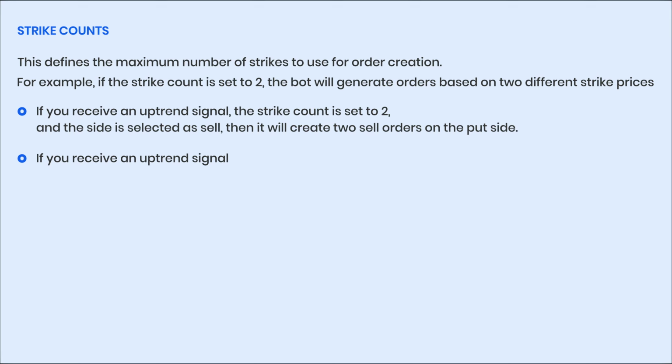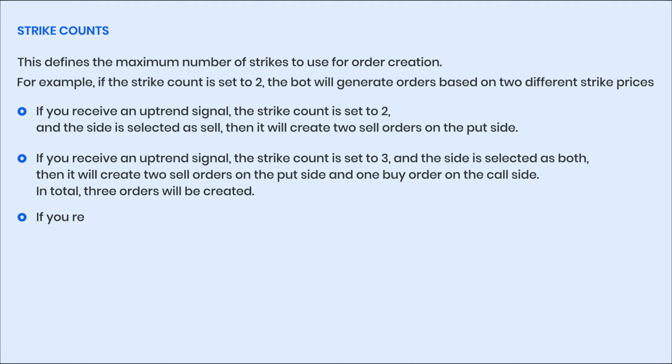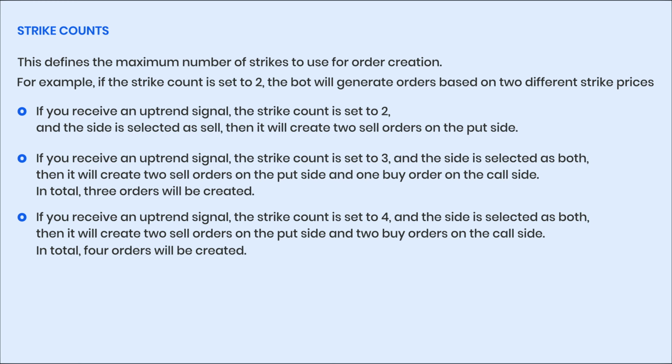If you receive an uptrend signal, the strike count is set to 3, and the side is selected as both, then it will create 2 sell orders on the put side and 1 buy order on the call side. In total, 3 orders will be created. If you receive an uptrend signal, the strike count is set to 4, and the side is selected as both, then it will create 2 sell orders on the put side and 2 buy orders on the call side. In total, 4 orders will be created.